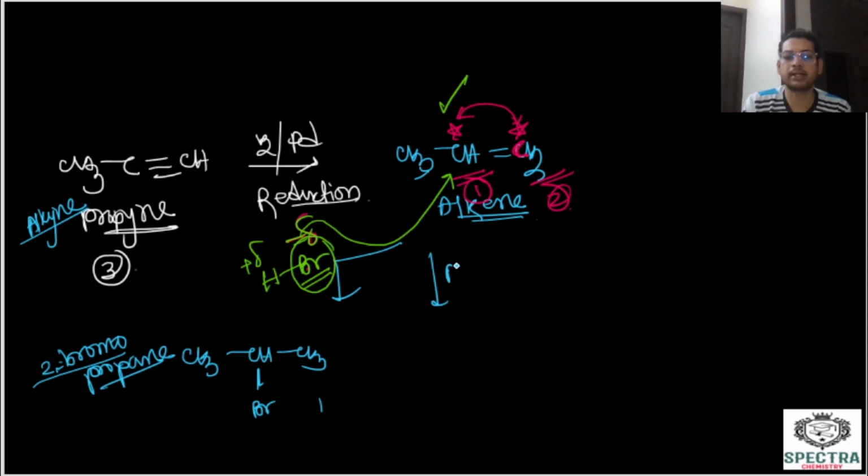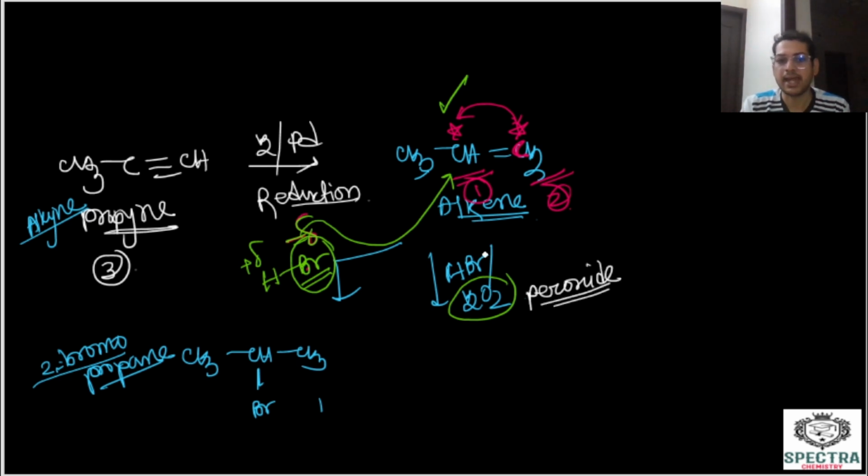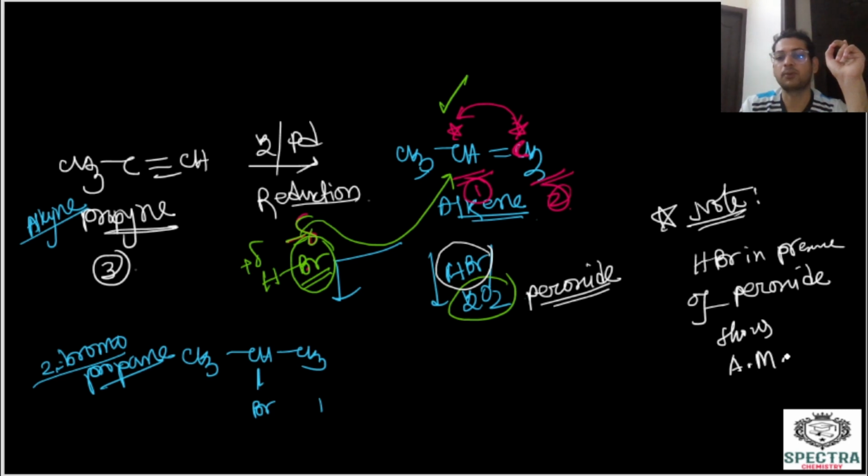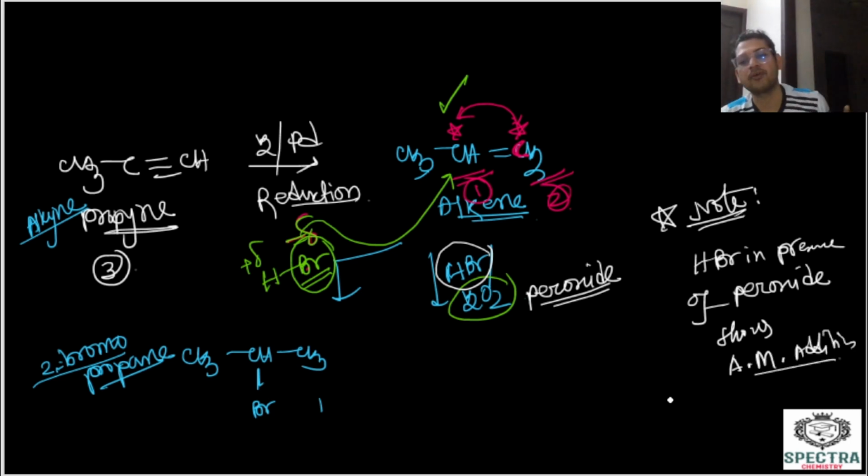Okay, sir, I understand. But sir, what about HBr and H2O2? There is an exception, right? We cannot call it an exception. But here I have told you that in presence of peroxide, HBr shows anti-Markovnikov rule. But here I have given you a note that only and only HBr in presence of peroxide shows anti-Markovnikov addition. Only HBr, not HCl, not HI, not water, anyone. Only HBr, this is the note.